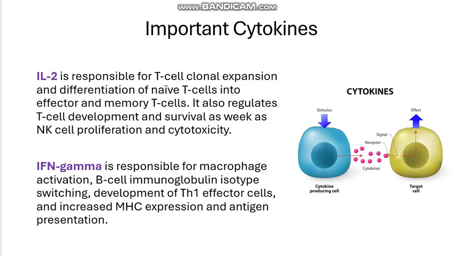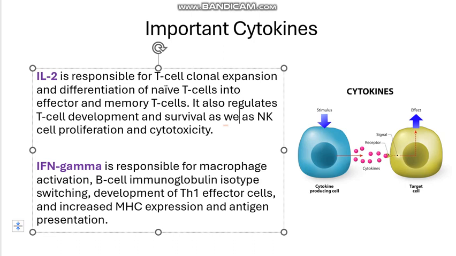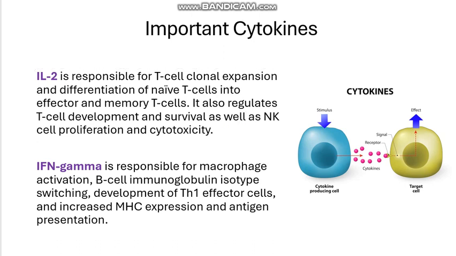While it can do this, interleukin-2 also regulates T-cell development and survival, as well as natural killer cell proliferation and cytotoxicity. So you can imagine interleukin-2 is important for T-cell clonal expansion and natural killer cell clonal expansion. If you want to think of it as a general rule, interleukin-2 results in clonal expansion or proliferation of all kinds of lymphocytes, except for B cells.